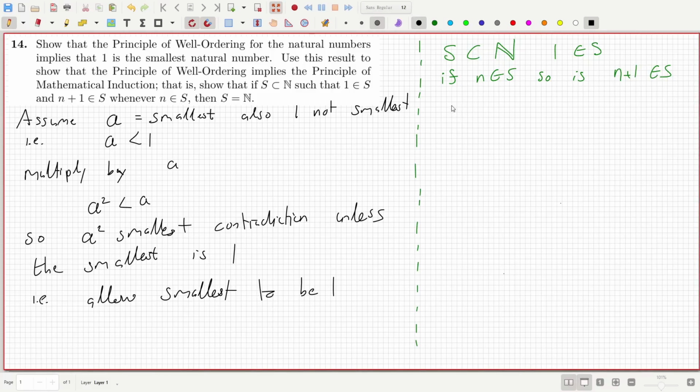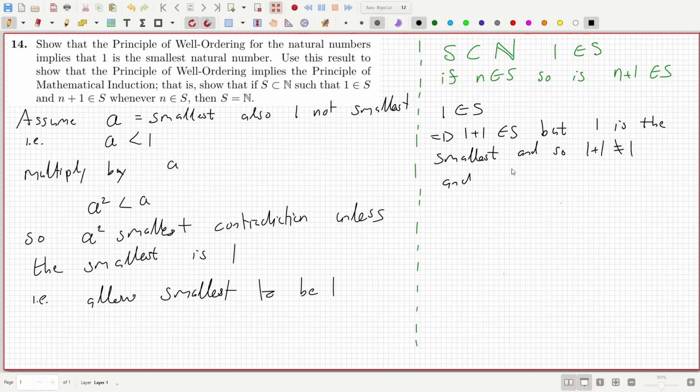So we know that, okay, so let's begin. 1 is in S. So that implies 1 plus 1 is in S. But 1 is the smallest. And so 1 plus 1 can't equal 1, and 1 plus 1 is greater than 1, i.e. 2. So that then would mean if 2 is in it, then 2 plus 1 is in it.